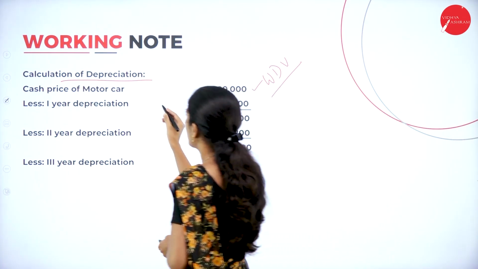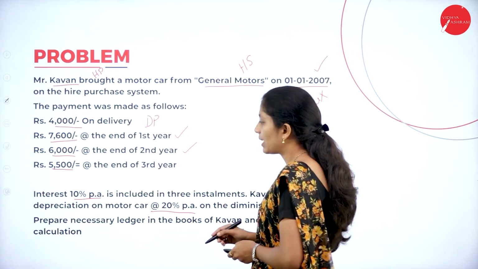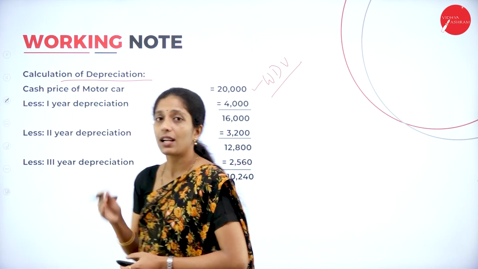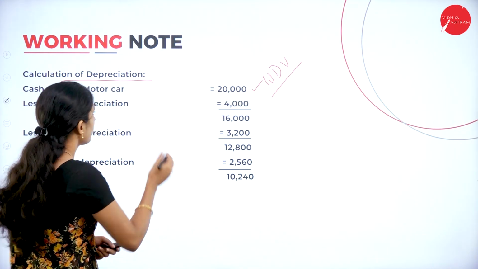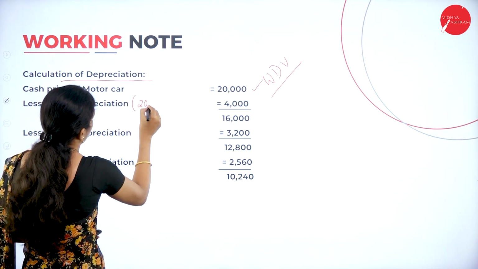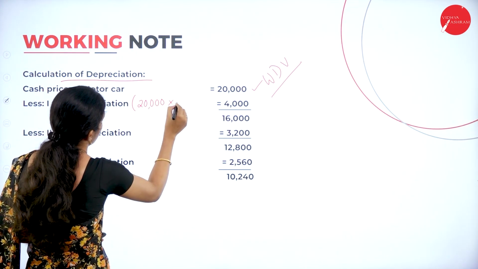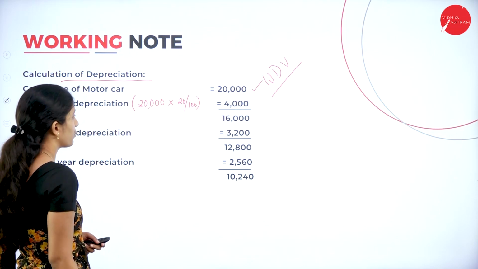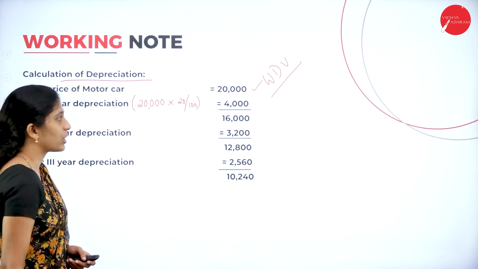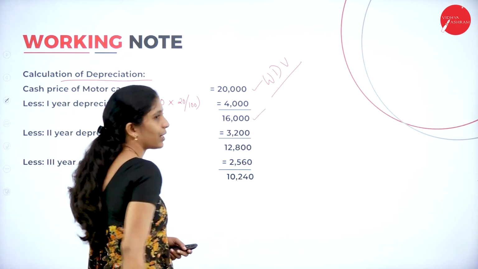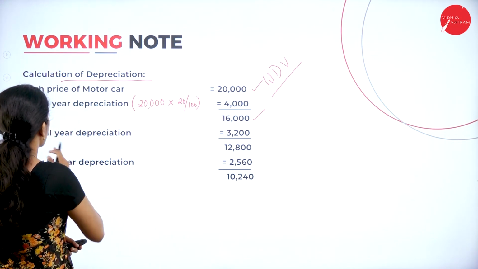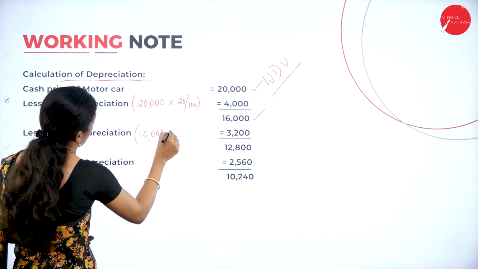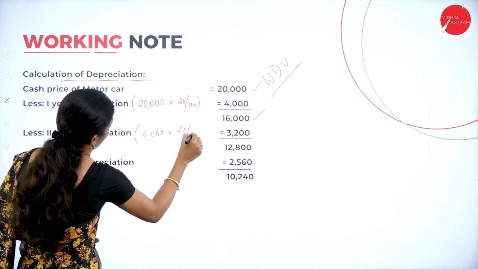So what is the depreciation? That is the percentage they have given, 20%. So how to calculate first year depreciation? The cash price of the car in the first year is 20,000 into 20 divided by 100. So we'll get 4,000. So 20,000 minus 4,000 is 16,000. Clear? Next, for second year depreciation, 16,000 into 20 divided by 100.